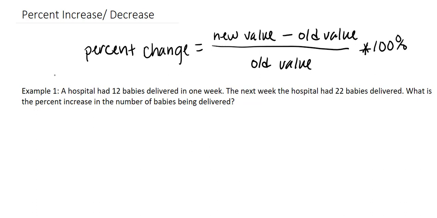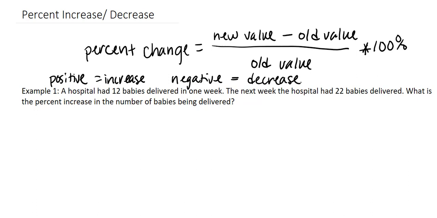Now, if it becomes positive as the end result, then we see an increase. But if this percent change is negative, then it is a decrease. So let's go ahead and look at the first example. A hospital had 12 babies delivered in 1 week. The next week, the hospital had 22 babies delivered. What is the percent increase in the number of babies being delivered?